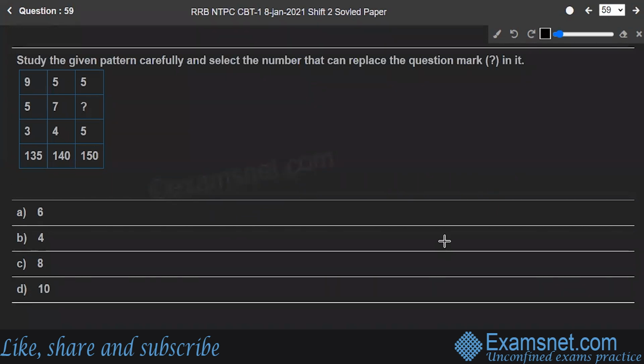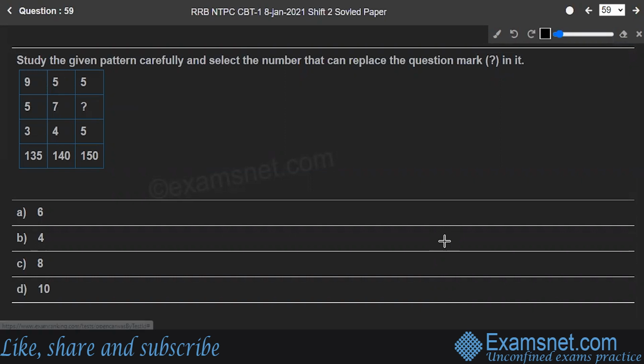Study the given pattern carefully and select the number which will replace the question mark in it. So here is the question mark. You have to find out what will come at the place of the question mark. For that, you have to find out the logic which is being followed, either the row wise or the column wise in this particular problem. Okay, so let's go with this.